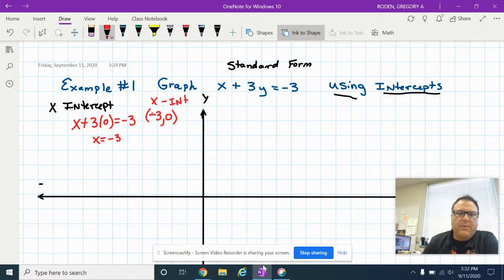And so we go over to, here's negative 1, negative 2, negative 3. And so there's our x-intercept right there.